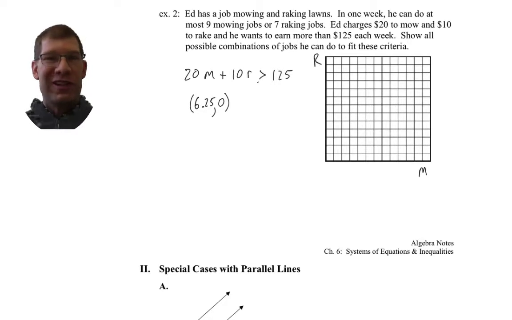So we could do really 7 lawns, but we'll say 6.25 mowing jobs to get the $125. Or we could say, well, what would it be if you just were to do all raking? And then we'd get a 12.5 there. So we need to have our axes go up to at least those numbers. So let's see what I have to work with here.